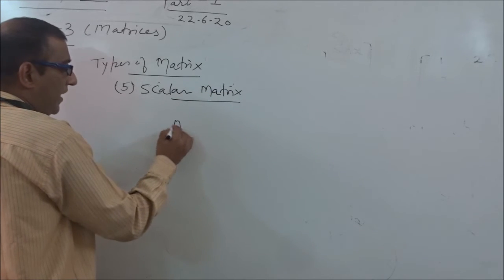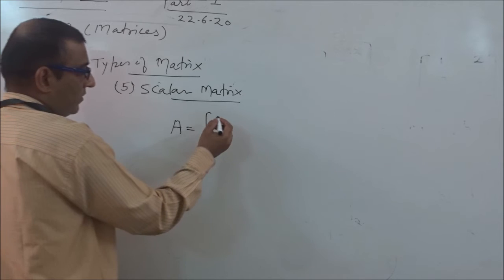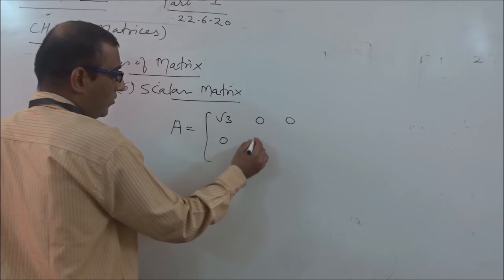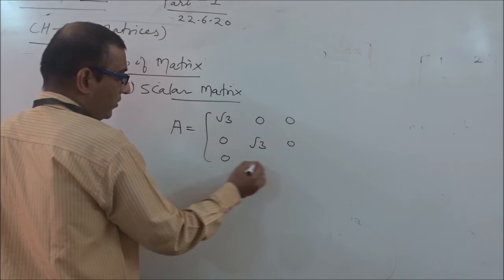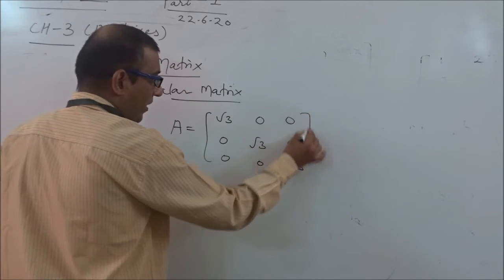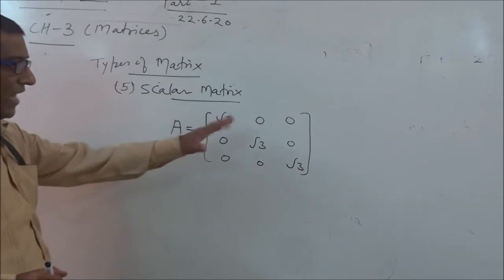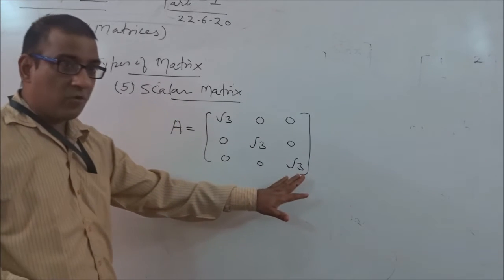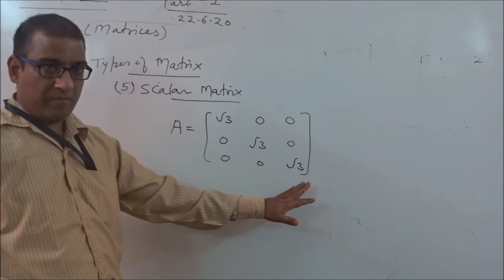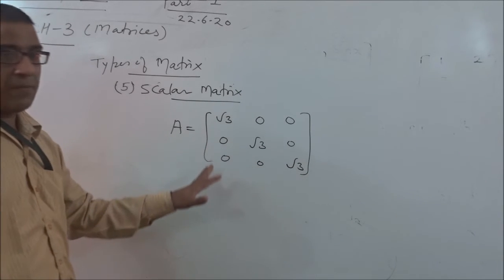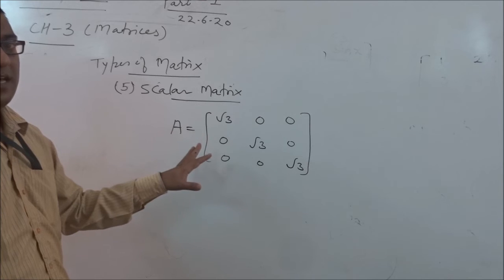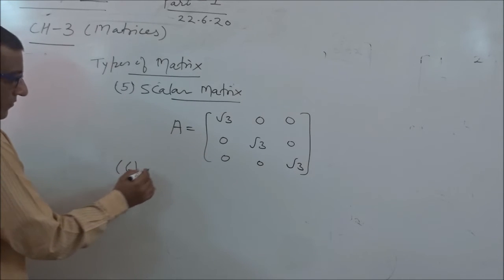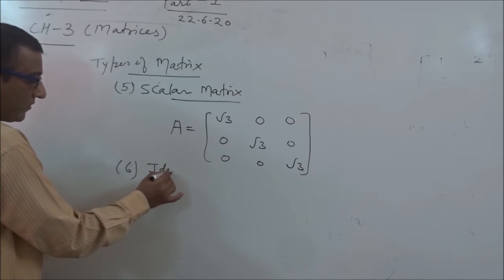For example, if we are taking such type of matrix √3, 0, 0, 0, √3, 0, 0, 0, √3. If you see this matrix, non-diagonal elements are equivalent to 0 and diagonal elements are equal, their values are same, then we can say such type of matrix is known as scalar matrix. Then the 6th one is identity matrix.